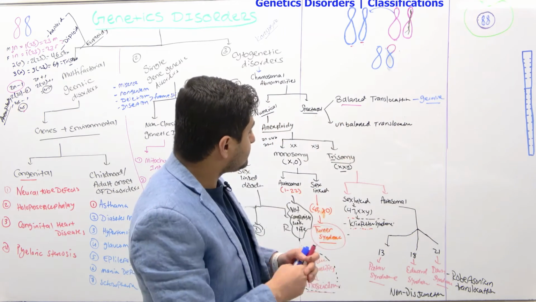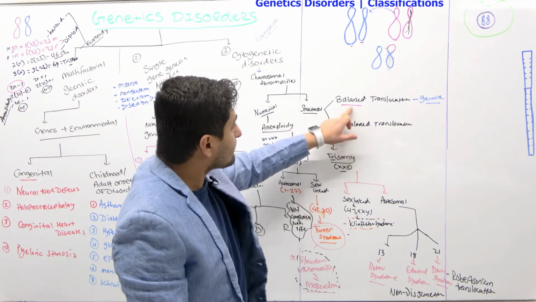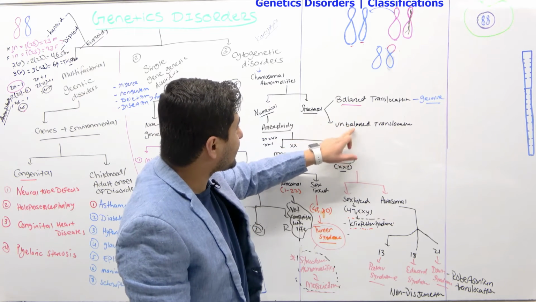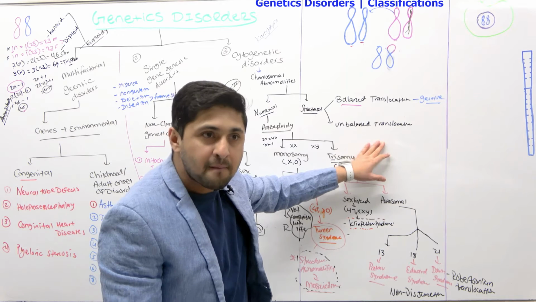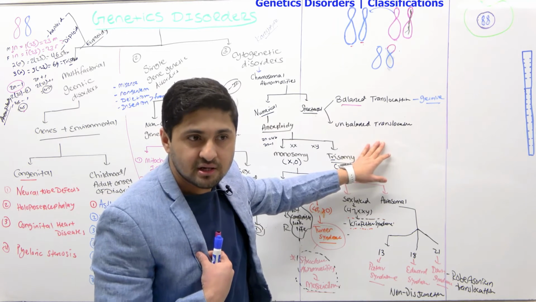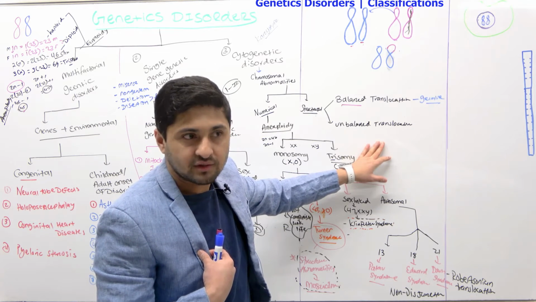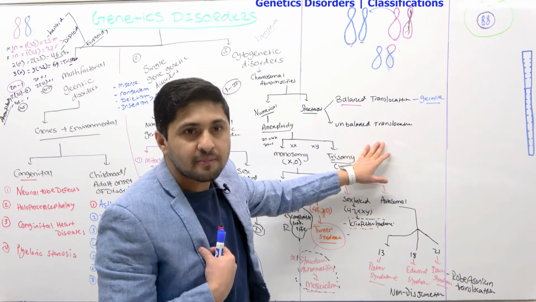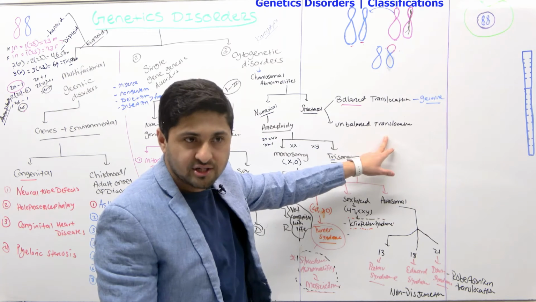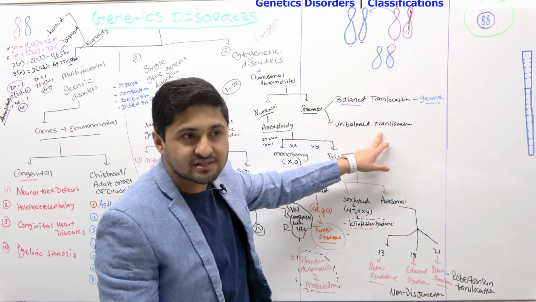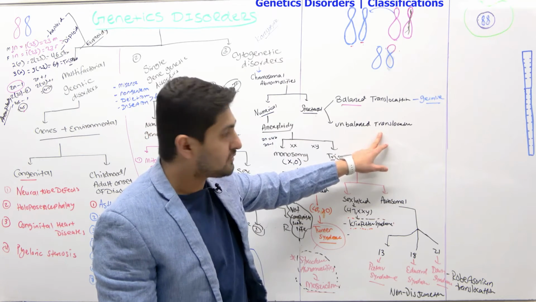But if a translocation happens to a non-homologous chromosome in my somatic cells, my body cells, then that can lead to what? Cancer. It's very important, and we'll talk about the main cancers you have to know. An unbalanced translocation can happen, and if it happens in somatic cells, it can lead to cancer.